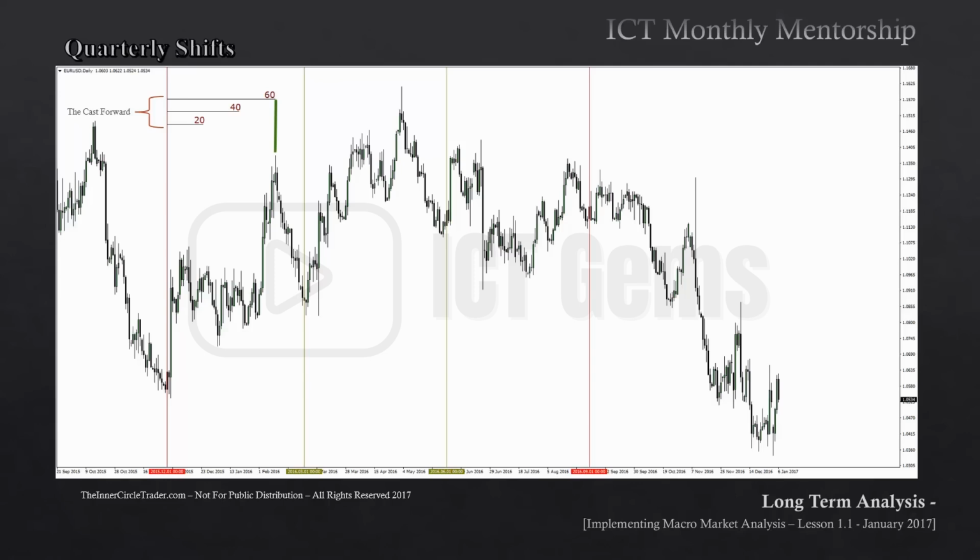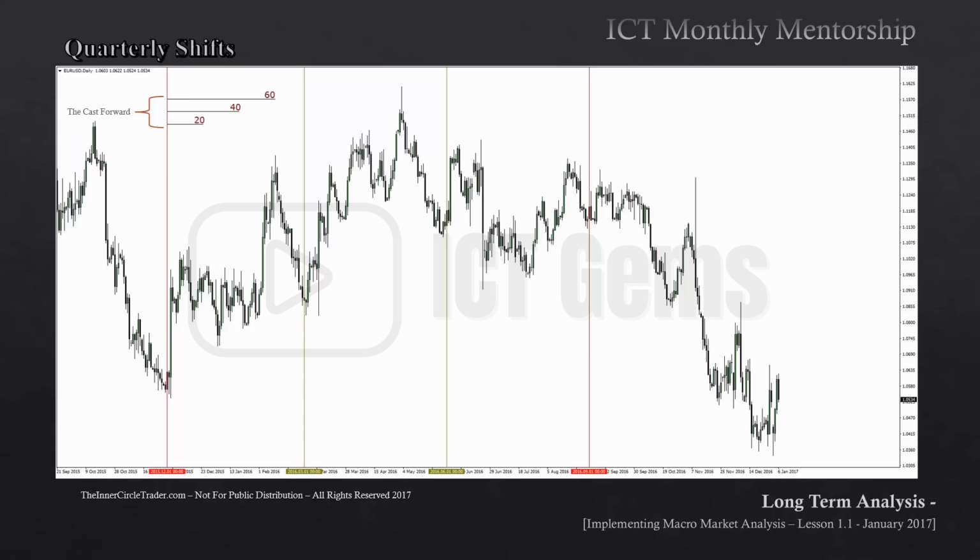I want you to see that the high formed here on the euro dollar, look how it falls directly right at the 60-day IPDA data range. Nails it on the very high. The algorithm will seek to do something in the first 20 days, the first 40 days, and up to 60 days after the most recent market structure shift.